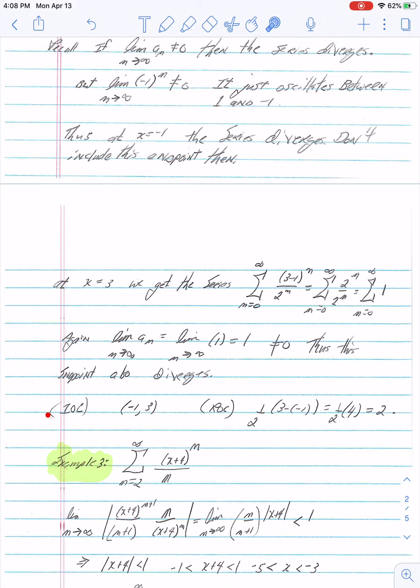So what's my interval of convergence? Minus 1 to 3. Do not include either endpoint. What's my radius of convergence? It's half the length of the interval. So there's 1/2 times 3 minus a minus 1, or 1/2 times 4, or what, 2. All right, so that's got that one.